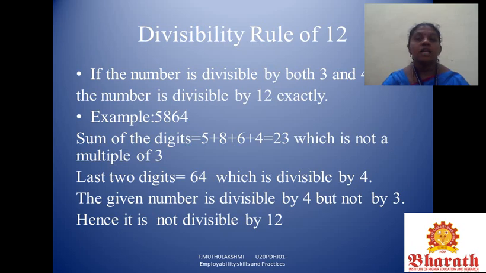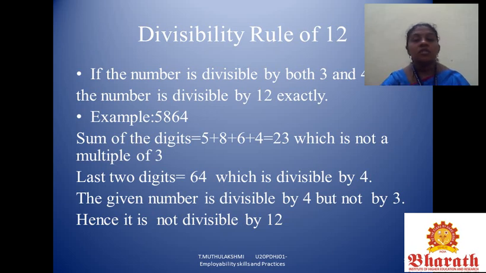So next rule, divisibility rule of 12. If the number is divisible by both 3 and 4, then the number is divisible by 12 exactly. For example, 5864. First you take the sum of the digits. So 5 plus 8 plus 6 plus 4 equal to 23, which is not a multiple of 3. Therefore it is not divisible by 3.